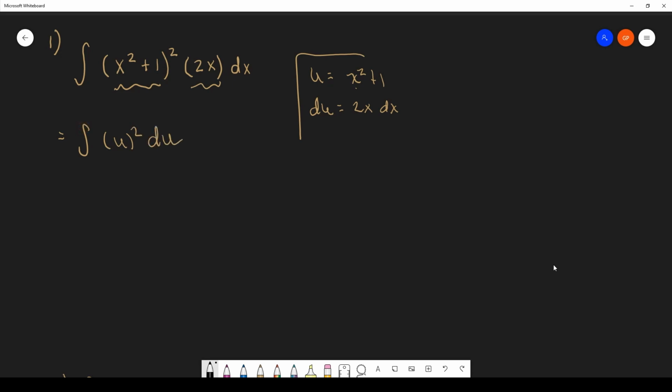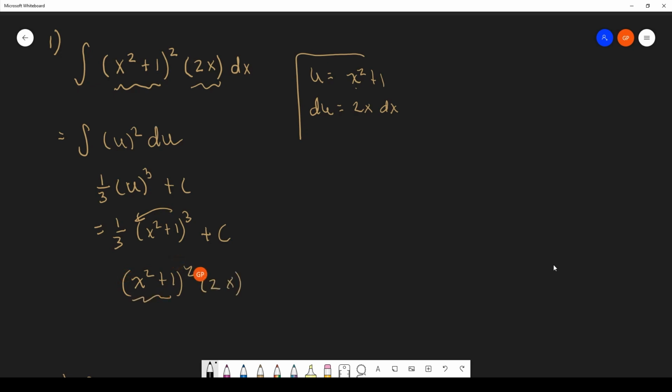And now we can integrate this as if it was any other variable, and it will become 1/3 u cubed plus c. But we're not done. Remember, we have to substitute the u back in. So this will actually be equal to 1/3 (x squared plus 1) to the third power plus c. And if you wanted to ensure that this was right, you could apply the derivative using the chain rule, and you could bring the 3 down. The 3 would cancel. It would become (x squared plus 1) squared times the derivative of the inside, being 2x. After applying the derivative, we see that we resulted with what we started with, and we know that we did this correctly.